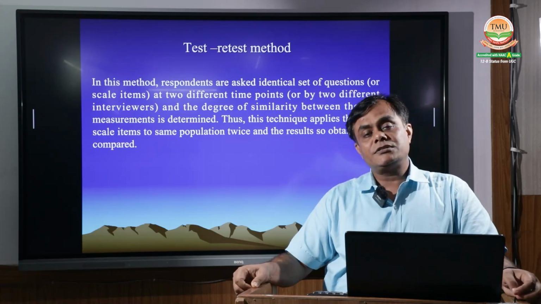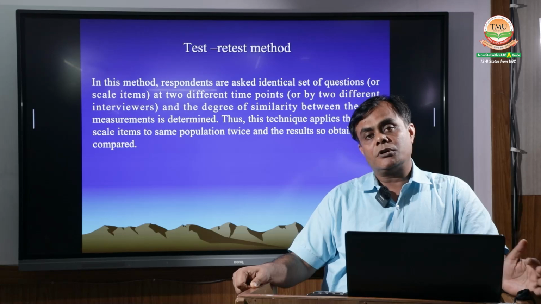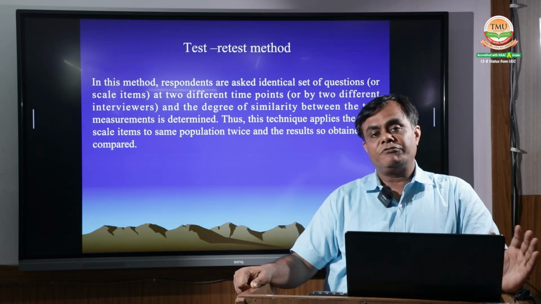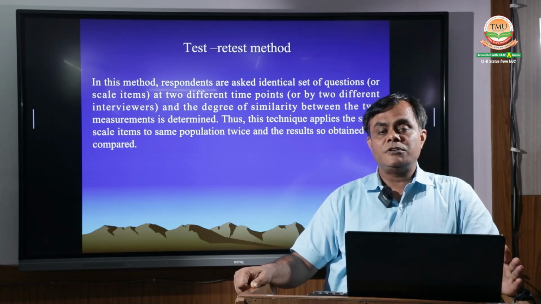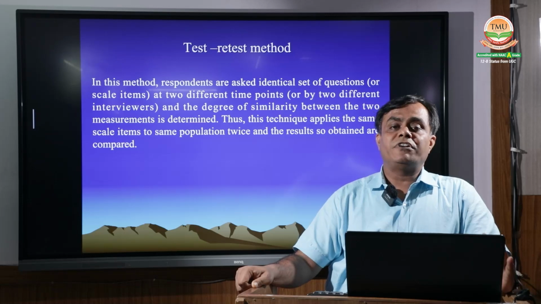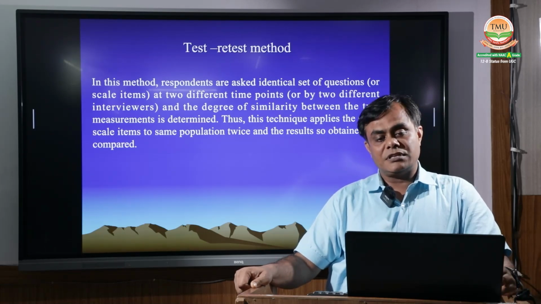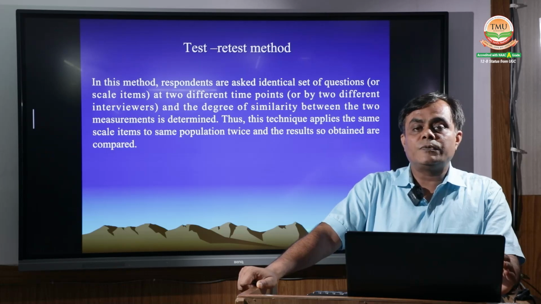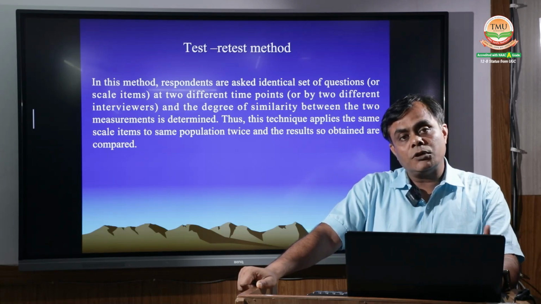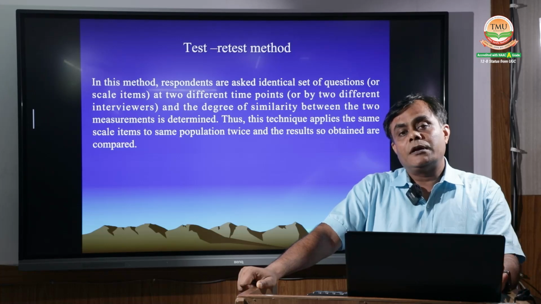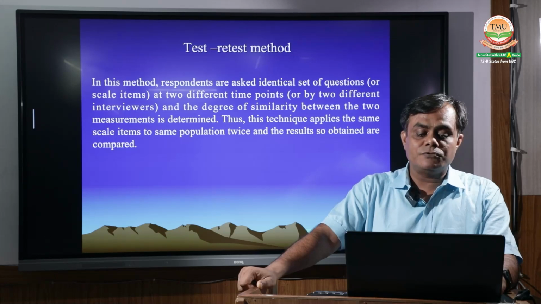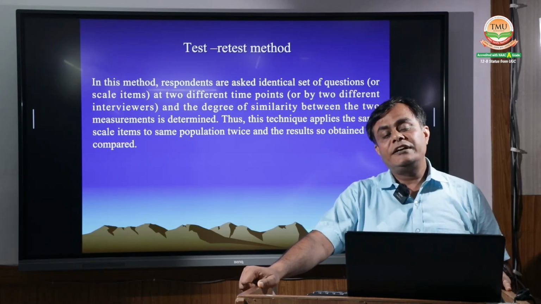Thus, the technique applies the same scale items to the same population twice, and the results so obtained are compared. If the test-retest method is used on a respondent, sometimes the same respondent is interviewed by different interviewers, or sometimes at a different time, and if the answer is the same, that is called reliable. We take a response from the same respondent by two different interviewers, or on two different occasions, and compare the differences.